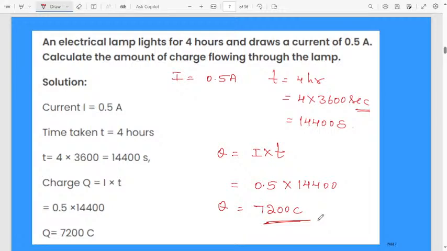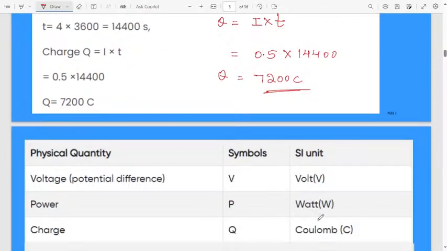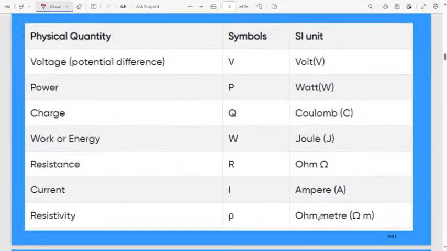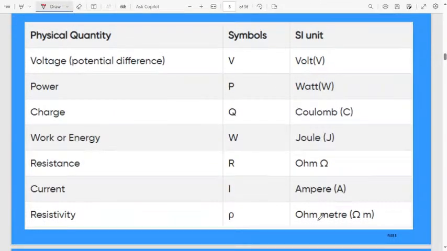Yes, very easy problem. Remember the formulas. Next one, here I am including the physical quantity symbol and also the SI unit. Remember, voltage symbol is V, SI unit is volt only. Power P, SI unit is watt. Charge Q, SI unit is coulomb.